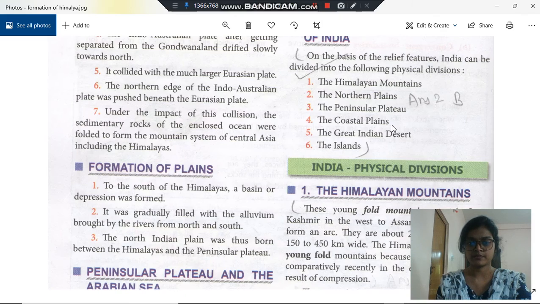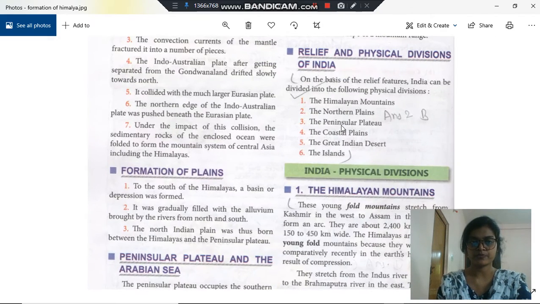So this was the end of the chapter. I hope you all understood what the division of India is.